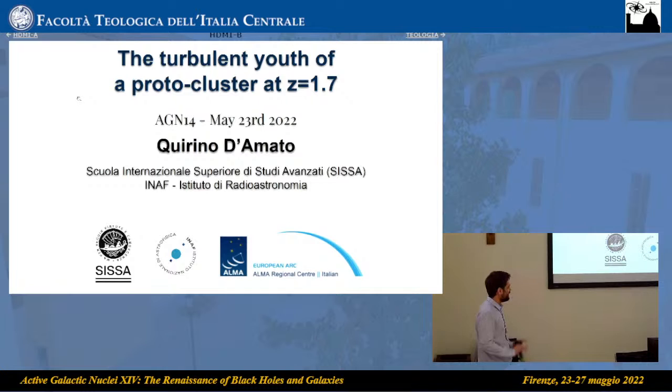Okay. So, as I was saying, I will talk about the role of an AGN, a powerful high-z radio galaxy located at the center of a protocluster at redshift 1.7, in heating the surrounding medium and possibly triggering star formation in nearby galaxies.